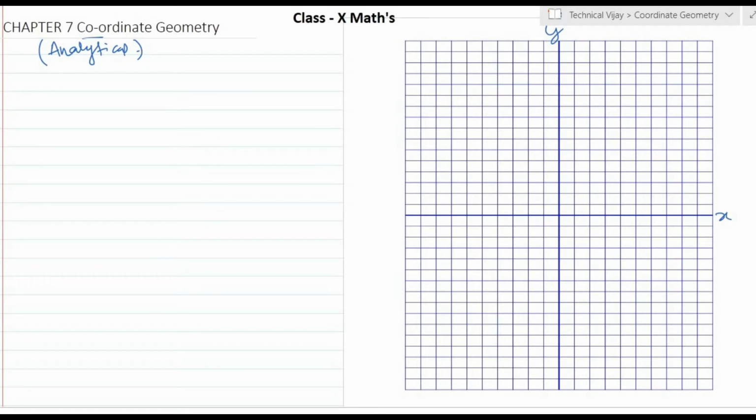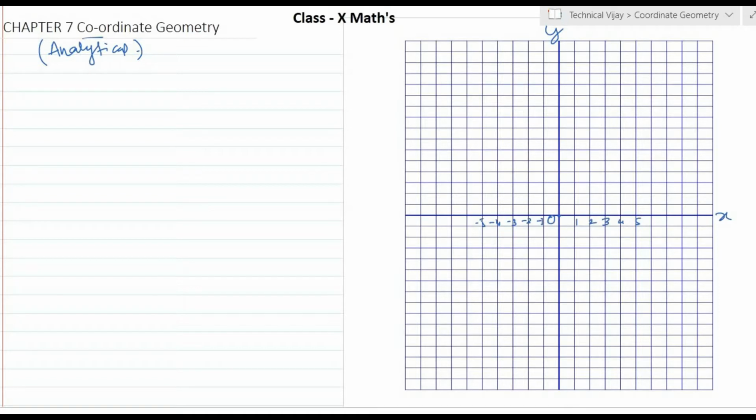If it is represented on graph paper, it will look like this. Here positive x values will be plotted on the right hand side of this point, the origin. This is called the origin and represented by O also, and it starts from 0. So 0, 1, 2, 3, 4 like this. The positive x values will be plotted on the right side and negative values will be plotted on the left side. This is 0, this is -1, -2, -3, -4, -5 like this.